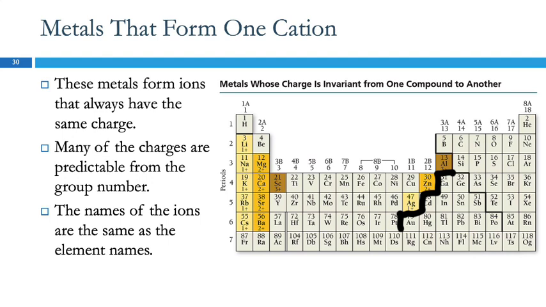The names of these ions are the same as the name of the element. So the name of the ion that potassium forms is potassium ion. The name of the ion that aluminum forms is aluminum ion. We don't need to tell anybody what the charge is because we look at the periodic table and we know. Group 1A, 2A, 3A matches the group number. And then zinc and silver are just going down the stairs, 3, 2, 1.